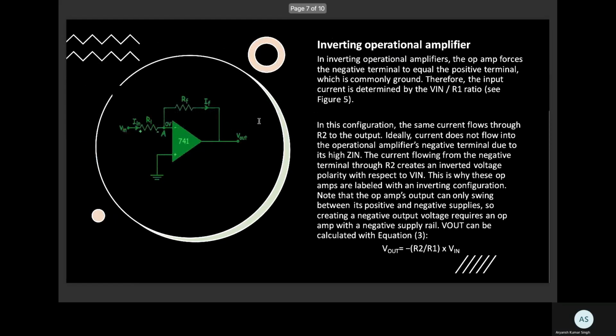Moving on. Inverting operational amplifier. In an inverting operational amplifier, the op-amp forces the negative terminal to equal the positive terminal, which is commonly ground. Therefore, the input current is determined by the Vin by R1 ratio. In this configuration, the same current flows through R2 to the output. Ideally, the current does not flow into the operational amplifier's negative terminal due to its high Zin. The current flowing from the negative terminal through R2 creates an inverted voltage polarity with respect to Vin. Vout can be calculated with the equation Vout is equal to minus R2 over R1 into Vin.